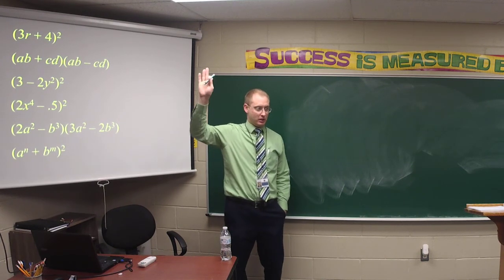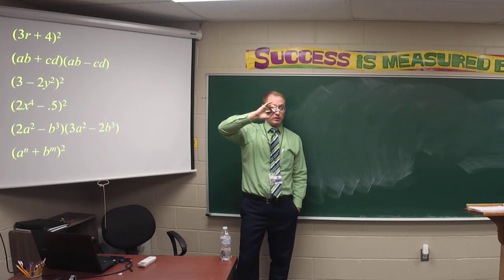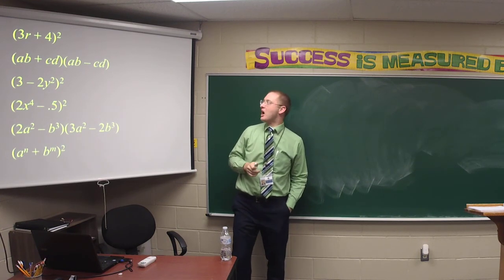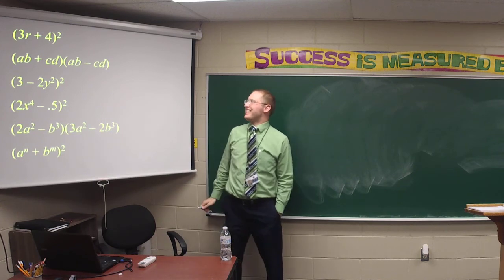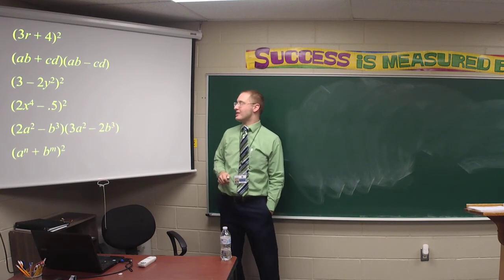How many had that answer? All right. Genesis, what'd you have? 9r squared plus 24. Okay, you just forgot to square the last. Now on the next one, you should have gotten a squared b squared, not ab squared, but a squared b squared minus c squared d squared.